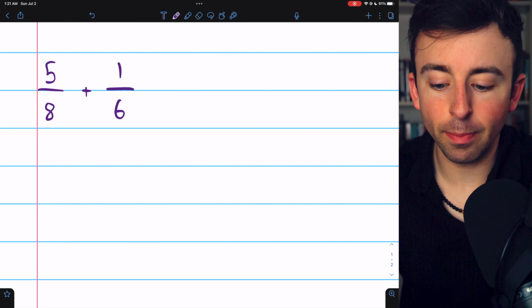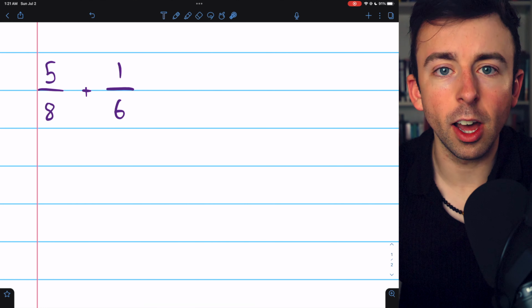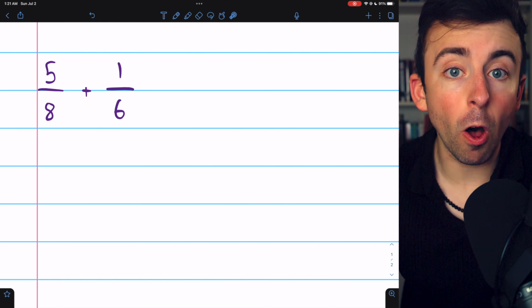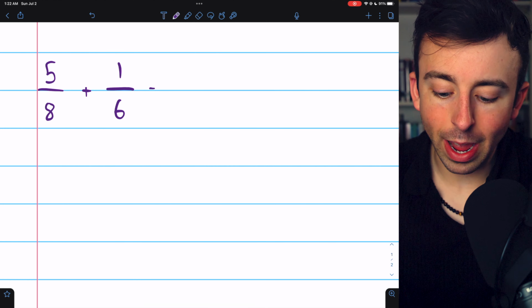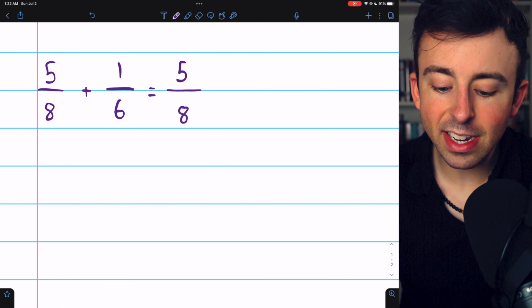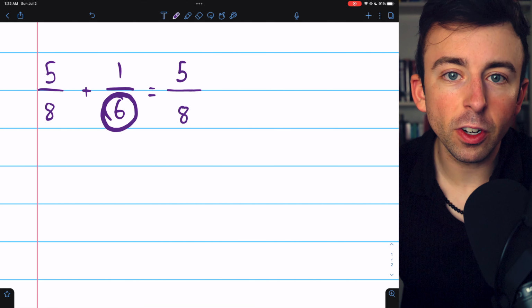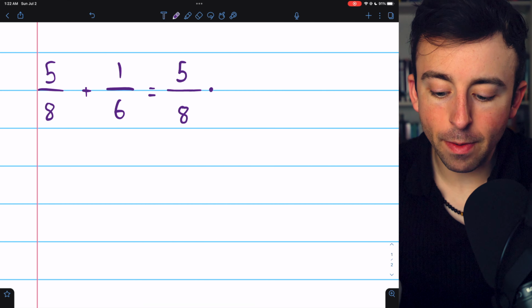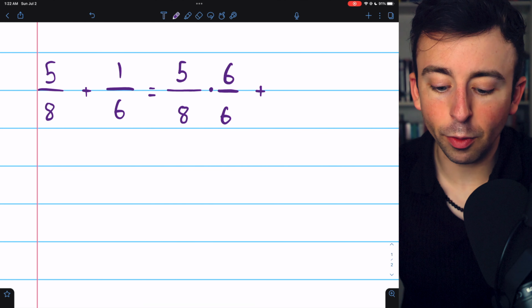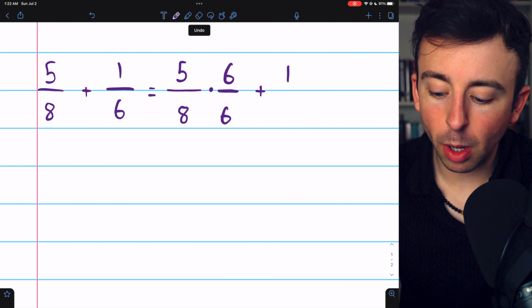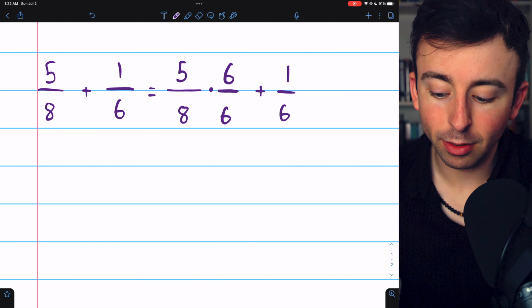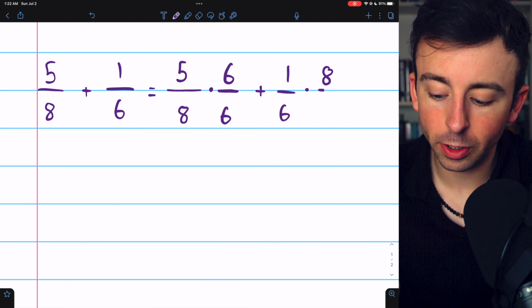Alright, here's a harder problem, 5/8 plus 1/6. This one's not as simple as the other one to get these denominators to match, but there is a basic strategy we can use that always works. That strategy is to multiply the fraction on the left by the denominator of the fraction on the right. So I'll multiply it by 6 divided by 6. And then the fraction on the right, we can multiply by the denominator of the fraction on the left. So that's going to be 8/8.